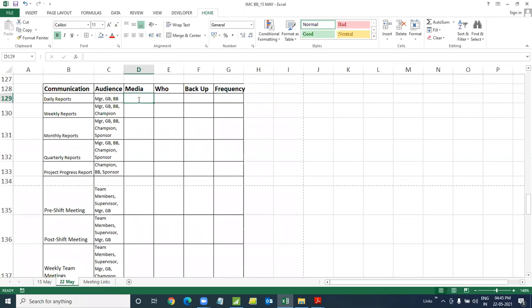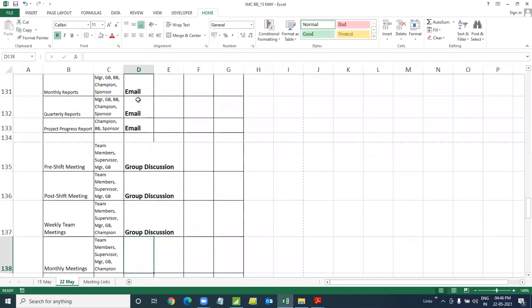Media, daily reports, it'll be an email. Bottom line, these are all email based. Pre-shift meeting, it'll be a physical meeting that will be happening. So we will be having a group discussion. Before the weekly meeting, we'll have an email followed by a group discussion so that the agenda is clear. We'll just make sure that people are clear before they come for the meeting. What is the agenda? They would have already looked into it.